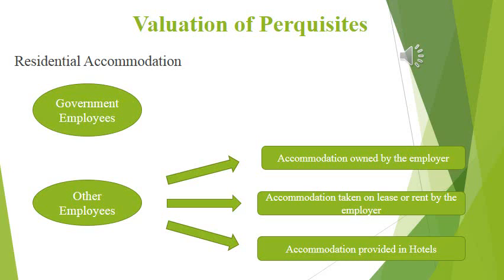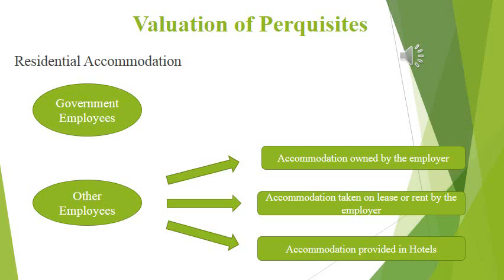There are two categories of employee. First one, government employees, and the other one, non-government employees or private employees. Suppose for government employees, a license fee determined by the government is taxable. Let us come to this area in detail. First one, government employees, and next one, other employees.